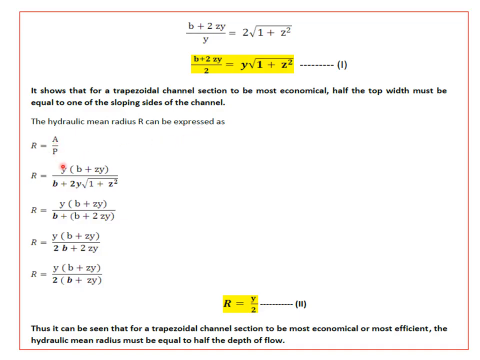Also, hydraulic mean radius R can be expressed as R is equal to A by P. But what is A? It is y into b plus zy. And what is P? It is b plus 2y into root of 1 plus z square. From the earlier equation you know that 2 times y root of 1 plus z square is b plus 2zy. So substituting 2y root of 1 plus z square as b plus 2zy, b plus b is 2b, plus 2zy, so 2 comes out. Therefore it is b plus zy. So b plus zy and b plus zy cancel out, and we know that the hydraulic mean radius will be equal to y by 2. So for most economical channel sections, the hydraulic mean radius must be equal to half the depth of the flow. These two conditions are utilized in solving the problems.